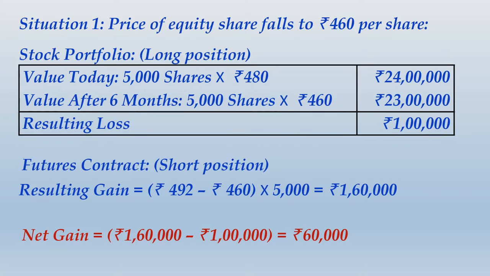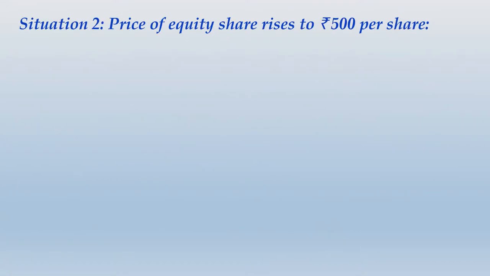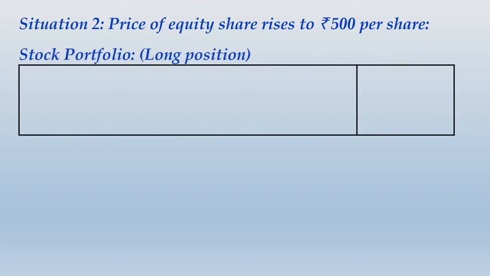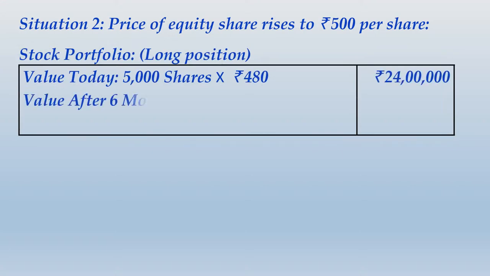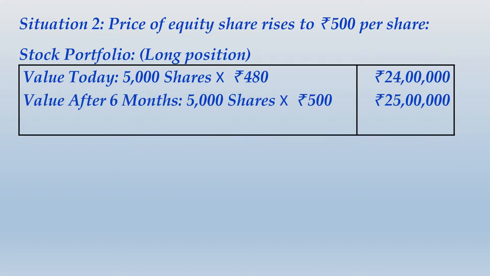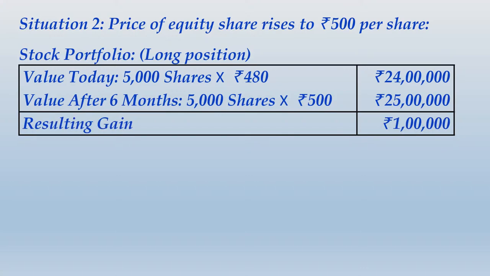Let us move ahead and deal with the second situation. In the second situation, we are expecting what would happen if the price of the share rises to 500. Now, what will happen in your stock portfolio where you have a long position? Value today is 24 lakhs. Value after 6 months will be 5000 shares into 500, that will be rupees 25 lakhs. Here you will be making a gain of 1 lakh, but your futures contract won't let you enjoy this gain.